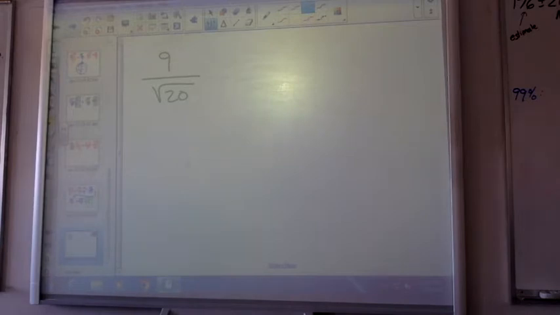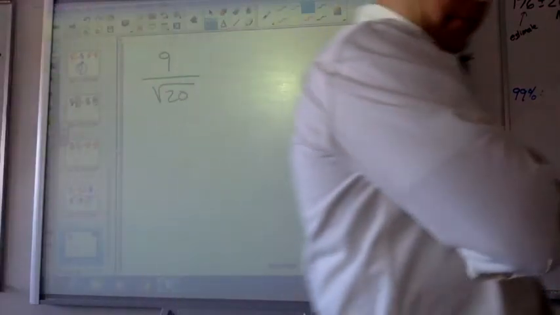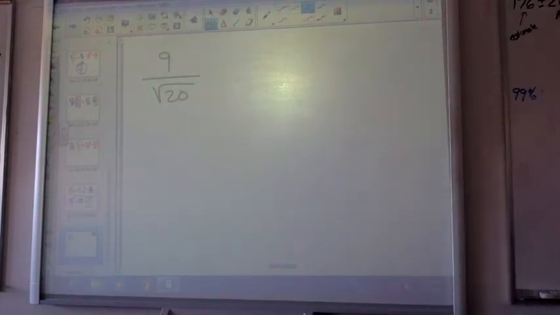So I'm missing a radical on top. Agreed? Square root of 20. Oh, shoot. Let's think about our perfect squares that are listed there. What do I multiply top and bottom by to make that denominator a perfect square? You're right saying 4 and 5.